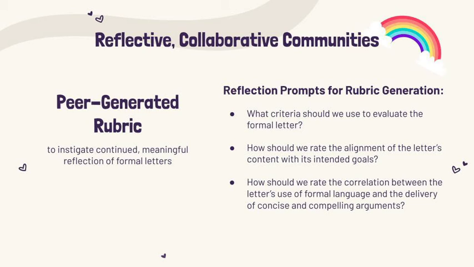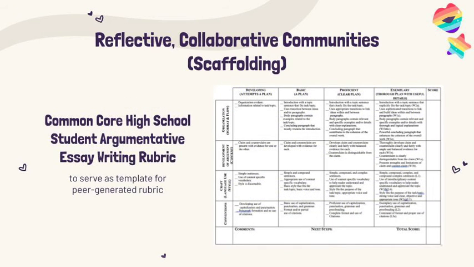Here are a few reflection prompts that we came up with that would help with the process of the peer-generated rubric. What about scaffolding? Here you see the writing rubric for the Common Core High School Student Argumentative Essay. This would be an example that could serve as a template for the peer-generated rubric.